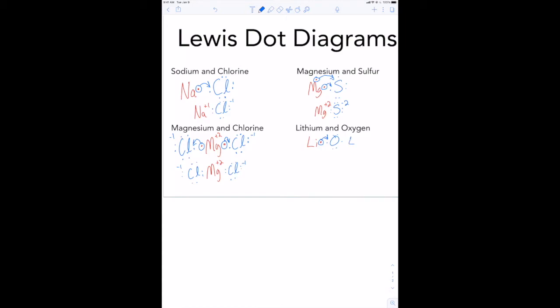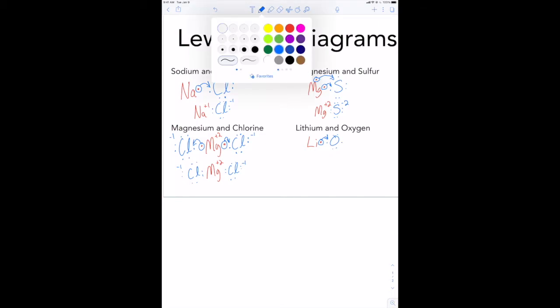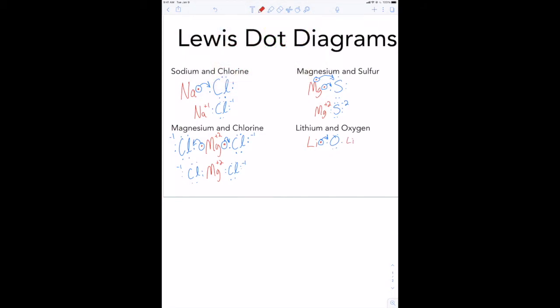So a second lithium needs to come along here with its valence electron, and oxygen is going to take that second lithium's valence electron as well. The result is that our oxygen now has 8 valence electrons with a -2 charge, and we have 2 lithiums who have a +1 charge because each of them gave up a valence electron and are satisfied with their full outer shell.